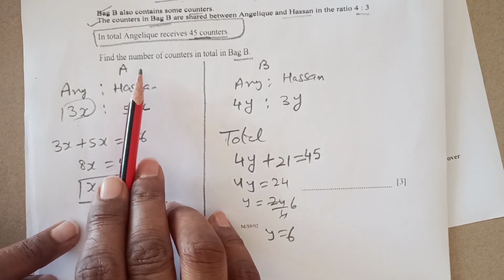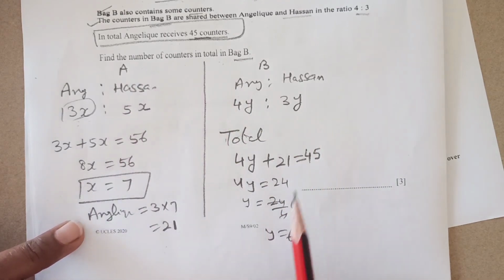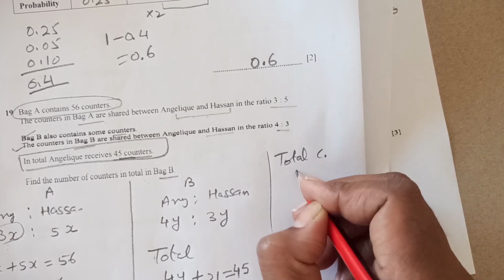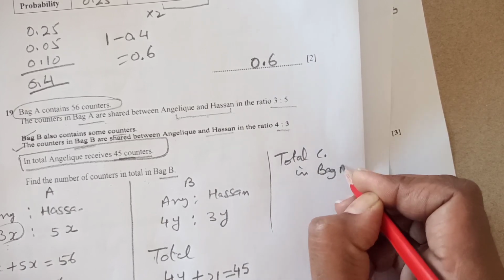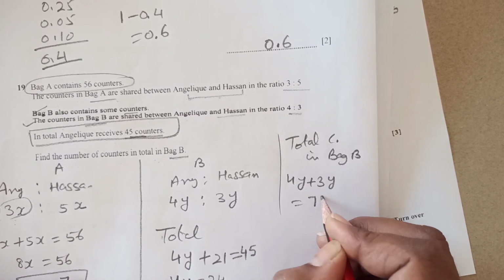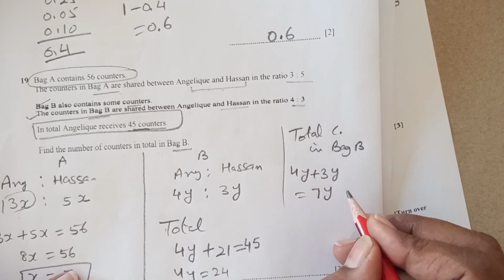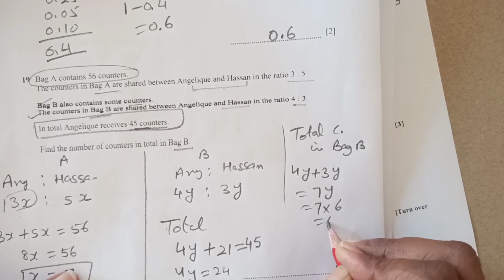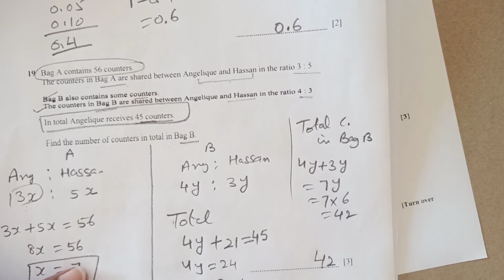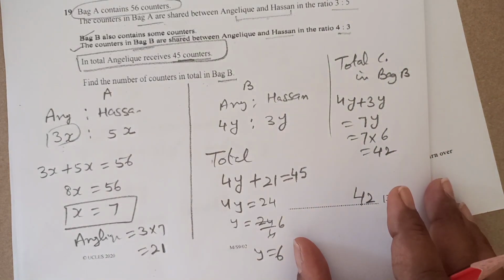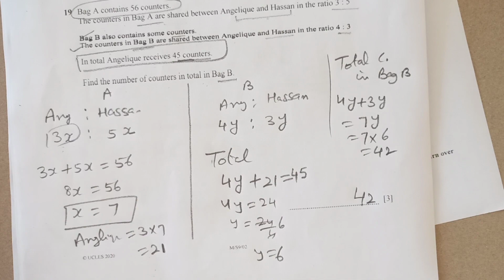Okay, so the question is find the number of counters in total in bag B. So total counters in bag B, that is 4y plus 3y, which is 7y. So 7 times y, where y is 6, it is 42. So the final answer is 42, right? So that's number 19. Next we have number 20 here.